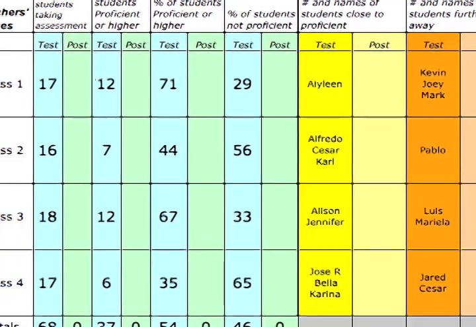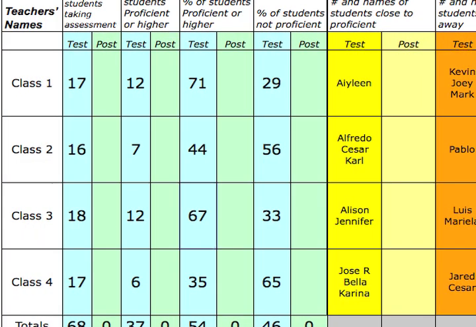So if we look here, we see that class 1 was 71% proficient or advanced, class 2 was 44%, class 3 was 67%, and class 4 was 35% proficient. So I think they're a little lower than usual because it's a new kind of assessment for us that we haven't done before. It was our first time doing something like this. So we have 2 classes that are pretty much approaching the goal, and then 2 classes that are not so close.